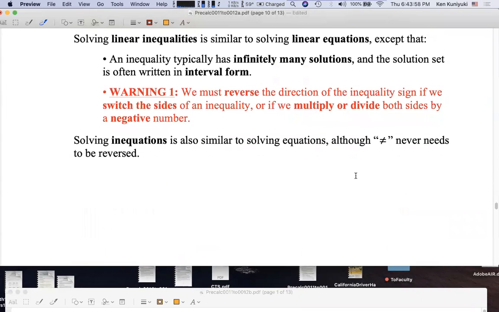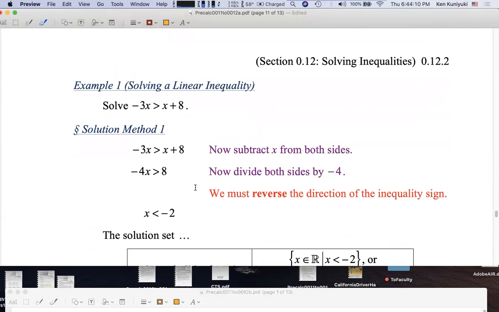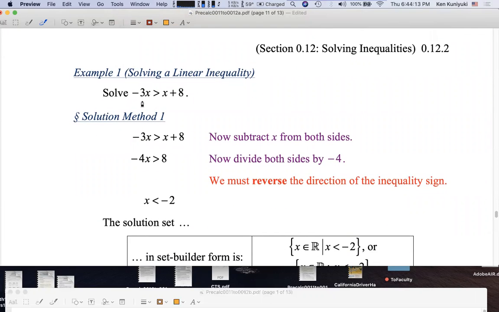Now, when you're dealing with linear inequalities, you have to remember that we reverse the direction of an inequality sign if we switch sides or if we multiply or divide both sides by a negative number. So for example, if you're solving -3x > x + 8, well, you can subtract x from both sides. That's fine. You get -4x > 8. But then when you divide both sides by -4, guess what happens? You have to flip the is greater than sign to an is less than sign.